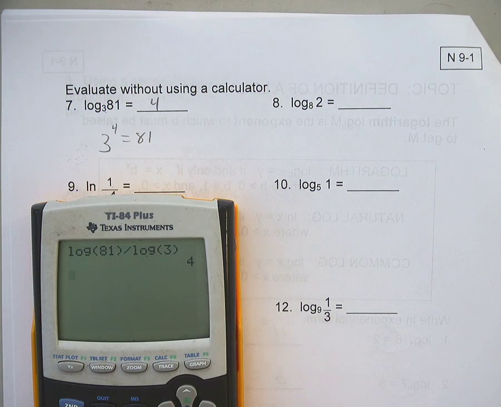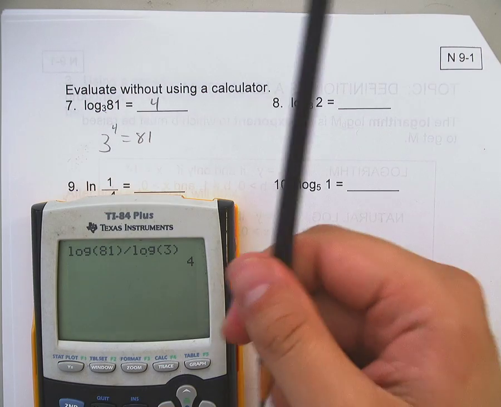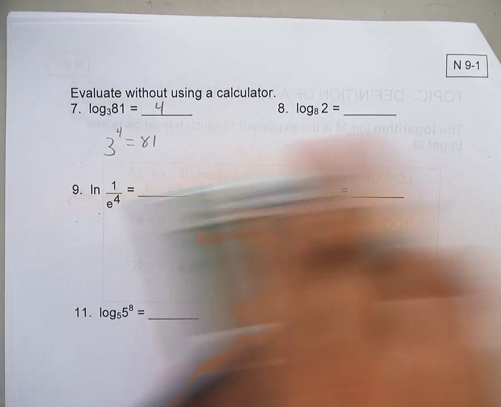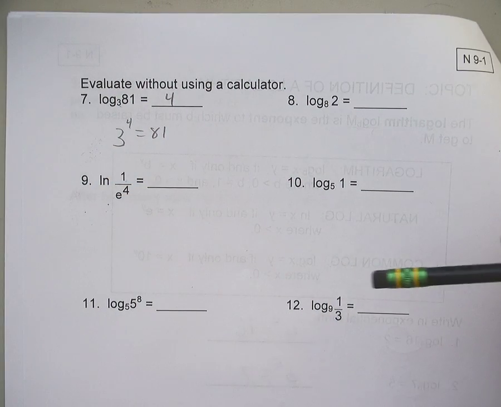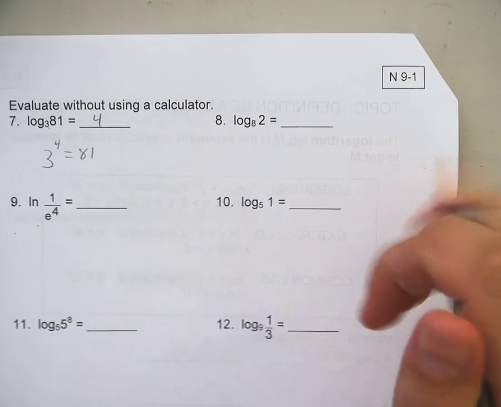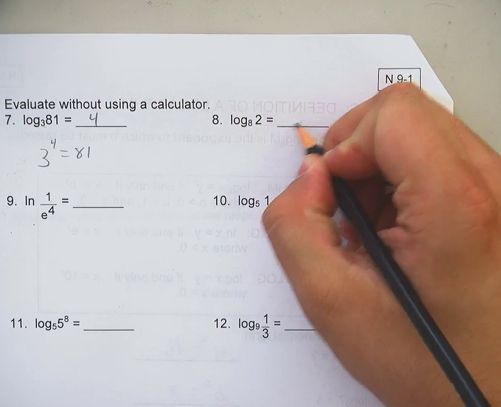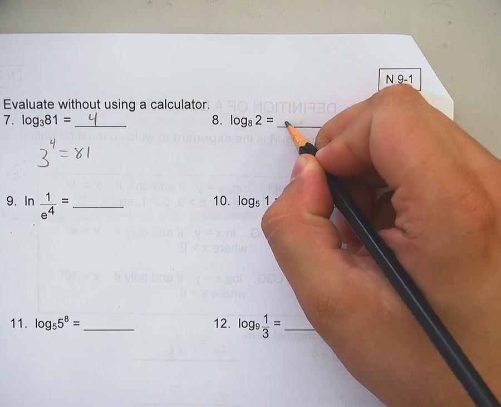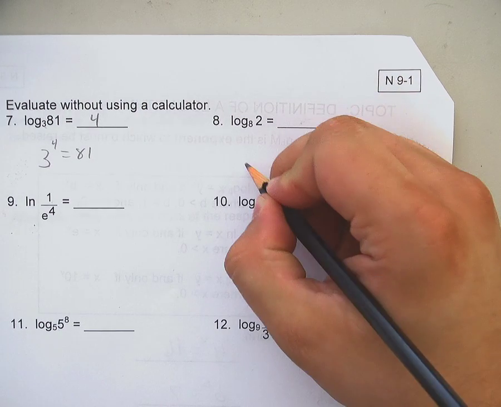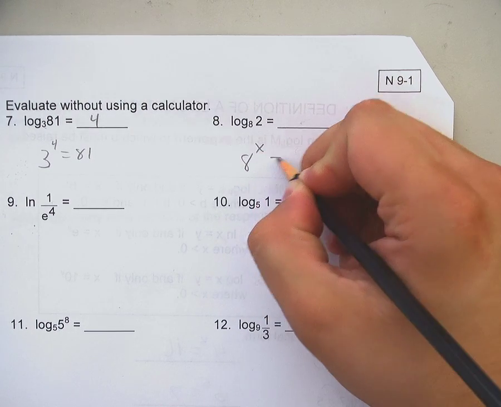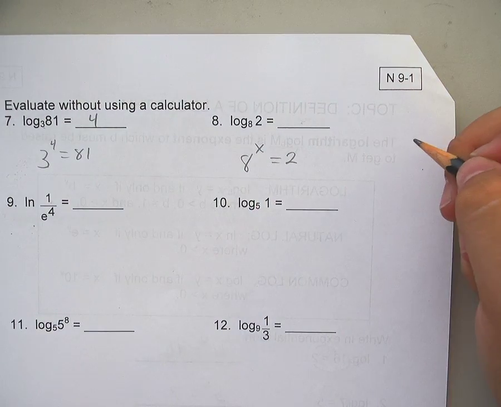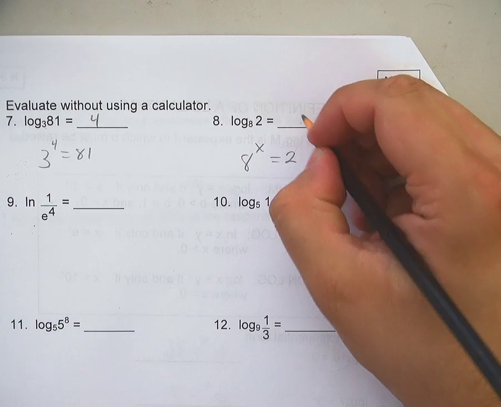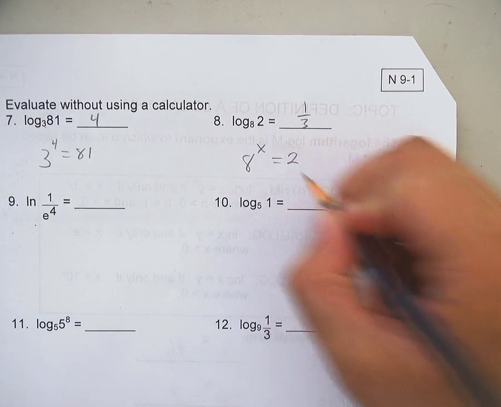Oh, I'm sorry, it says without a calculator. I'm telling you, I'm so off on this. Without a calculator. Good grief. Okay, so I don't know what the answer is, rather, so I know that 8 to some exponent has to give you 2. Well, I know that that's 1/3 because the cube root of 8 is 2.